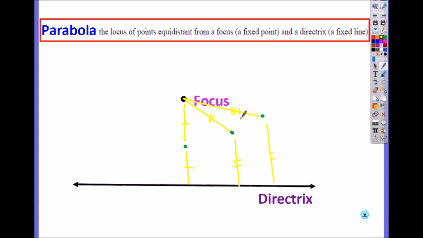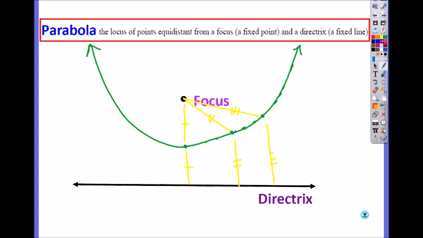If you find all the points that have equal distance, and you connect them, or if you find all of them, what will it be? A parabola. That's the definition of a parabola.